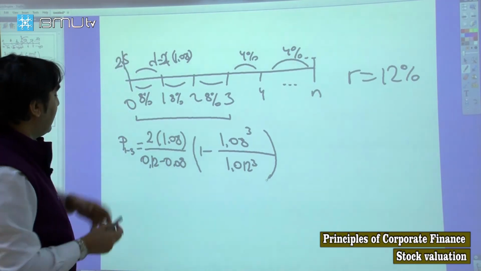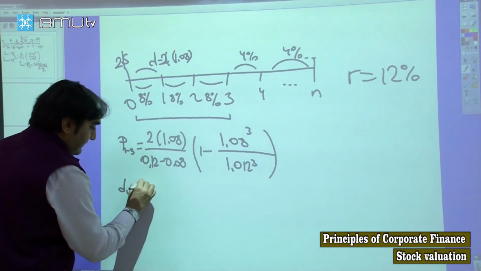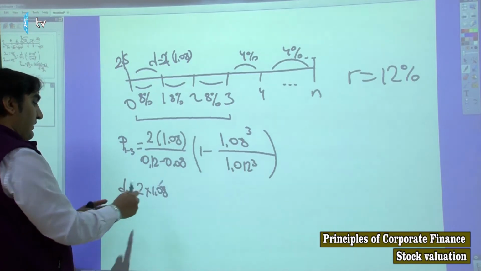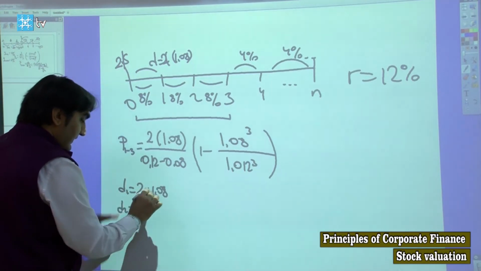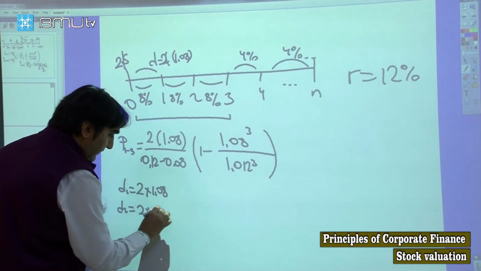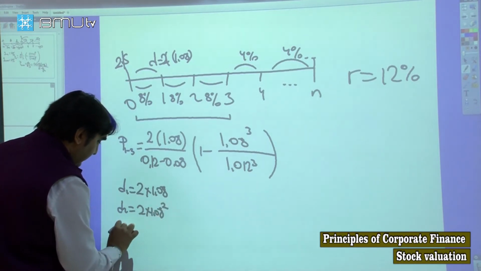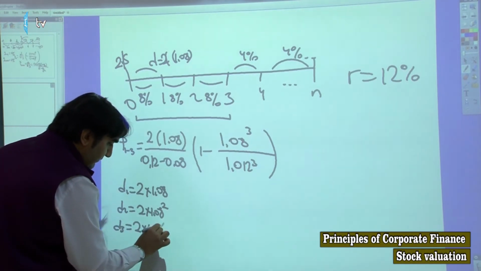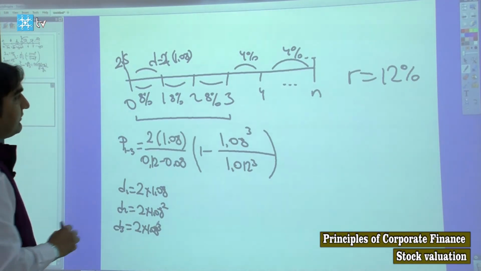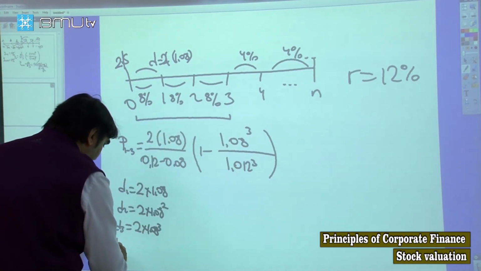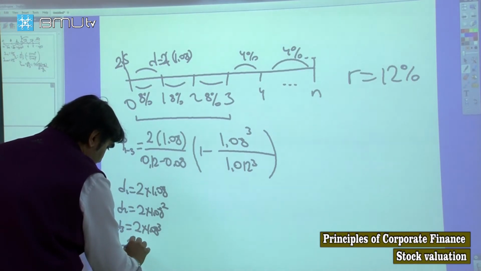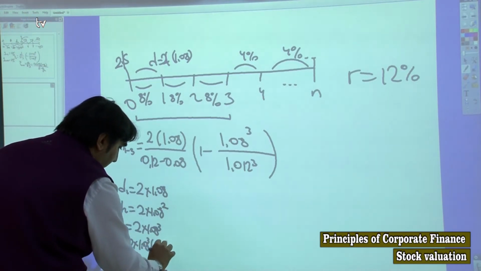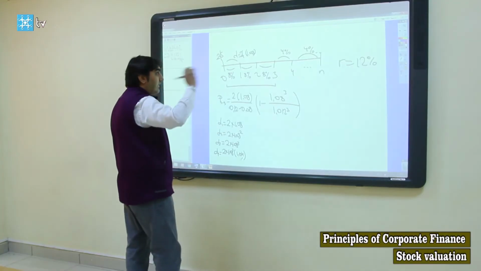Dividend grows, that's first dividend 1 will be $2 times 1.08. Dividend 2 will be $2 times 1.08 square. Dividend 3 will be 2 times 1.08 power of 3. And dividend 4 will be 2 times 1.08 power of 3 times 1.04. So it goes forever.